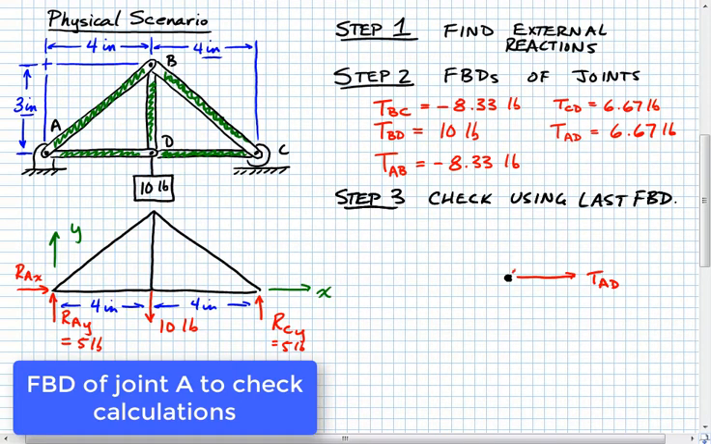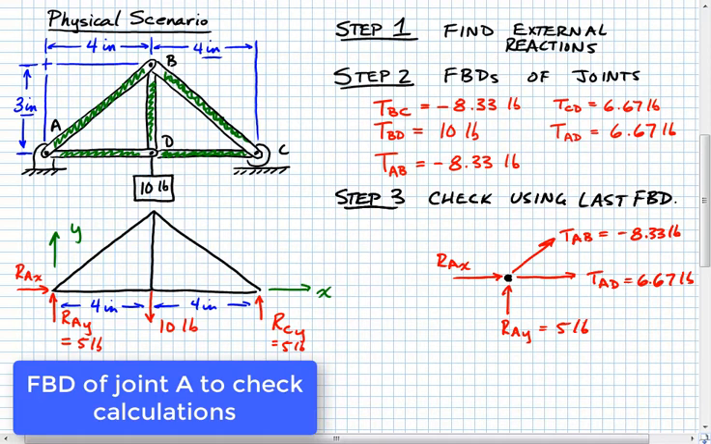We have a force here that we will call TAB. We have a force over here, RAX, and I didn't really talk a lot about that earlier, but we'll talk about it here in just a second. And then we have this force here, RAY, and so what I'll do here is label the things that we know. TAB is equal to negative 8.33 pounds. TAD, let's see, that one was equal to 6.67 pounds. All right. RAY was equal to 5 pounds.